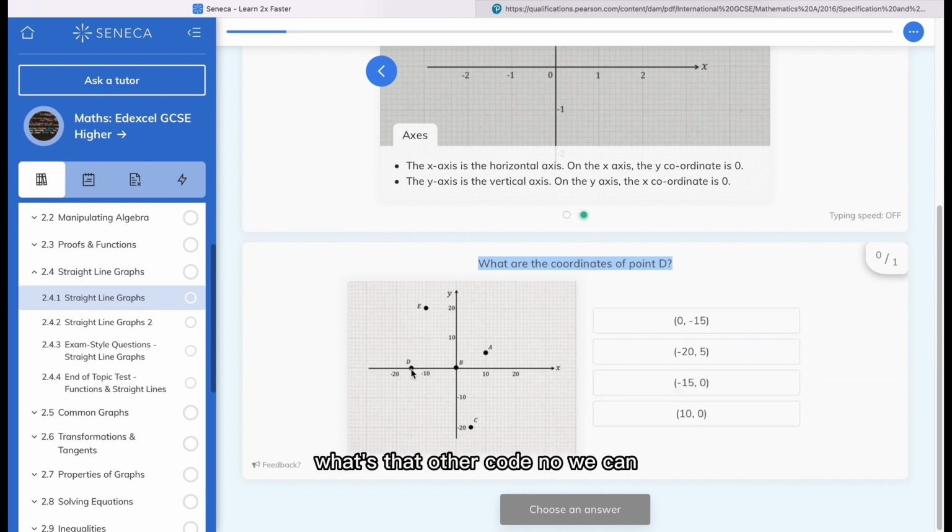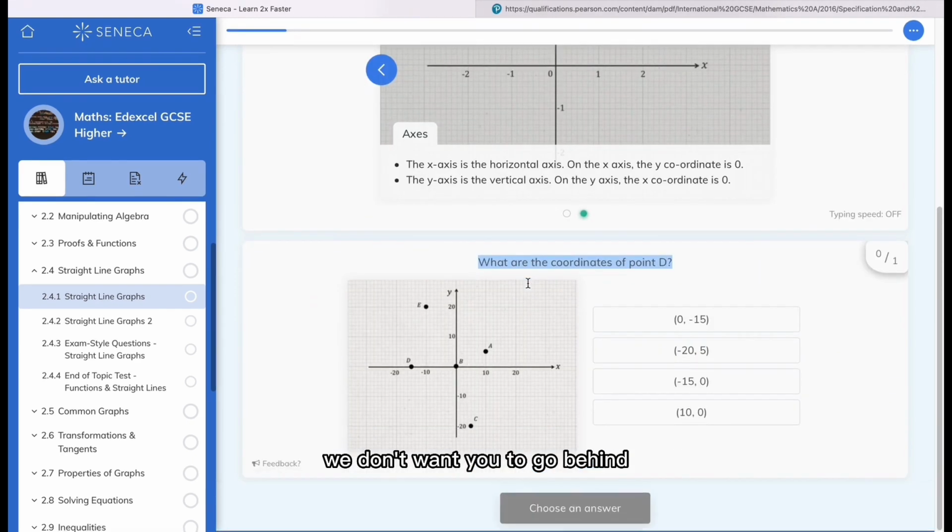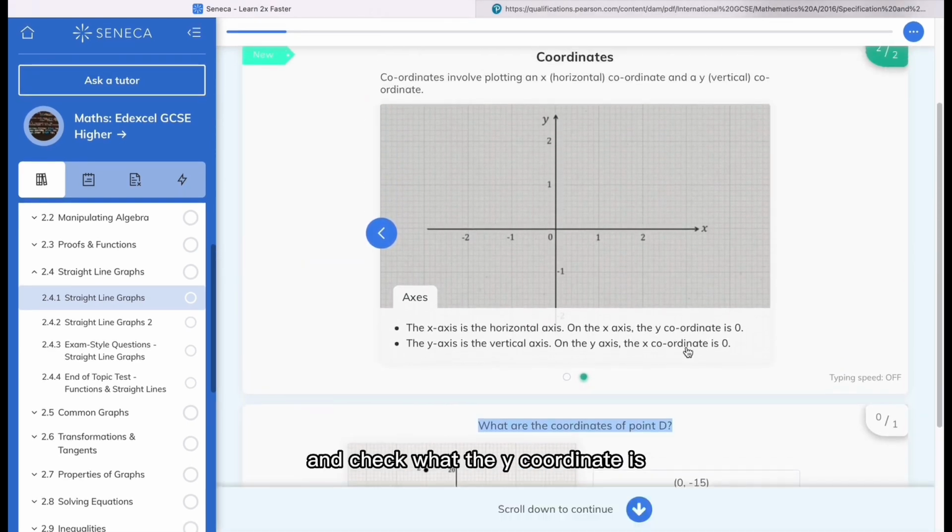So what's that other coordinate? We have to use this, and this is where I say do not cheat. We don't want you to go behind and check what the y coordinate is. That's something that I do not recommend you guys doing.